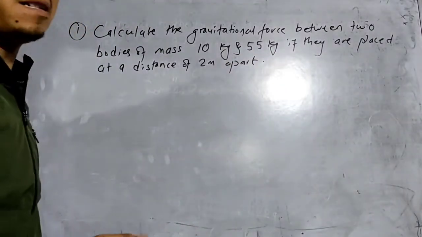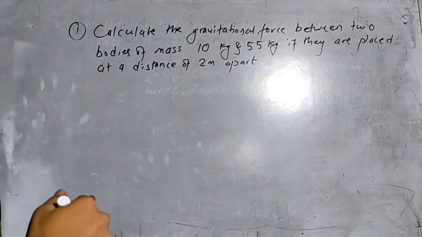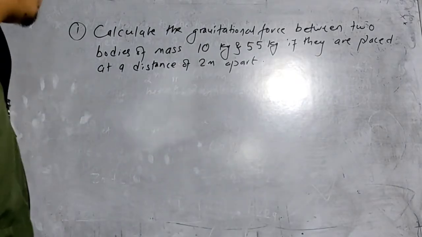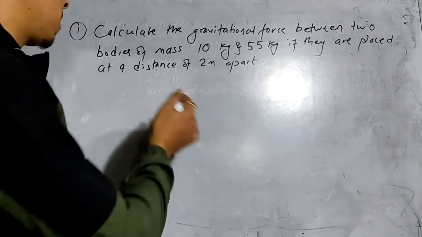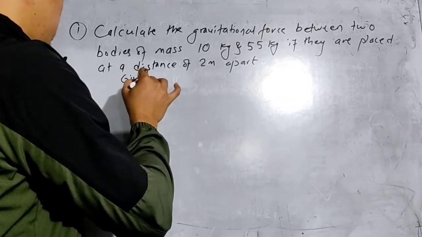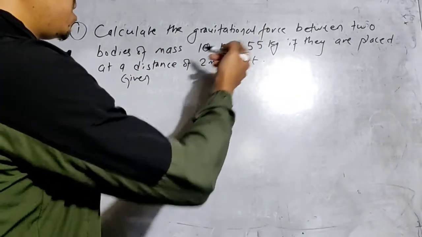This is a very easy and basic question of the chapter. If you know how to solve this question, later on you can do difficult questions easily. That's right. What is given at first? Given: there are two bodies of mass 10 kg and 55 kg.